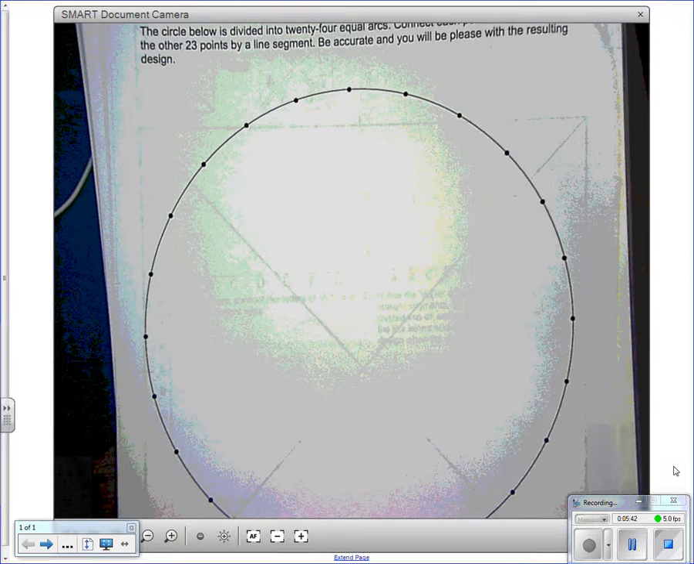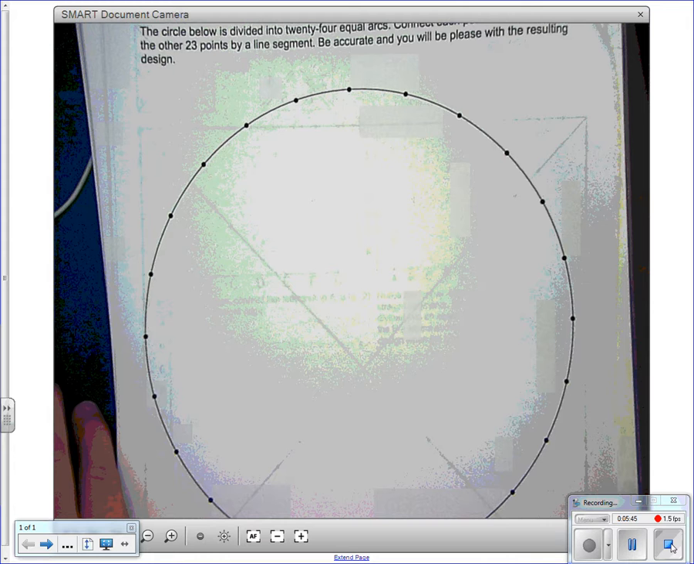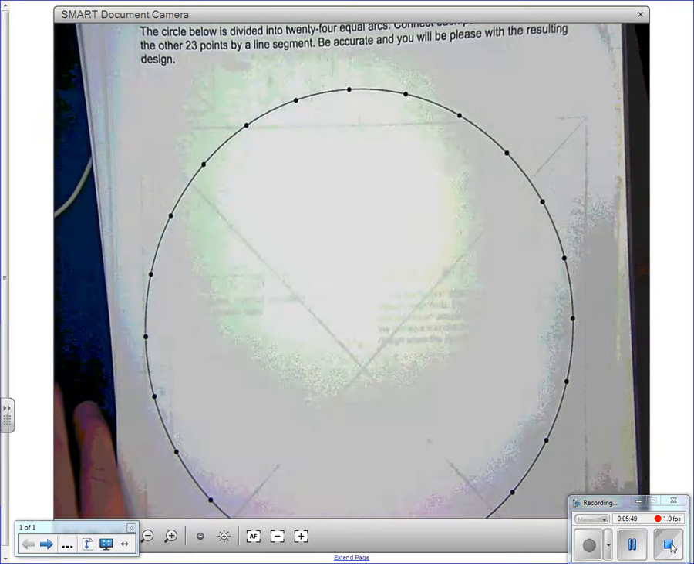Okay, so that is how that project works. I hope that you like it. I hope that you find that it's kind of interesting with those line designs. But that's all that your project is this 6 weeks.